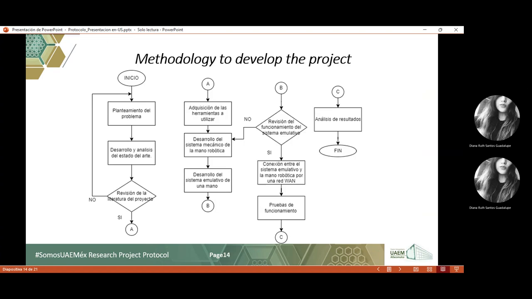Methodology to develop the project. A flow chart is shown where it is mentioned step by step what was followed for the development of the project: the development of the state of the art, the acquisition of the tools to be used, and as the fifth step, the development of the mechanical system of the robotic hand, and the development of the emulated system for verification of its operation in a GUI. If it is correct, the connection between the emulated system and the robot hand is made on a network, after which the functional tests are carried out.